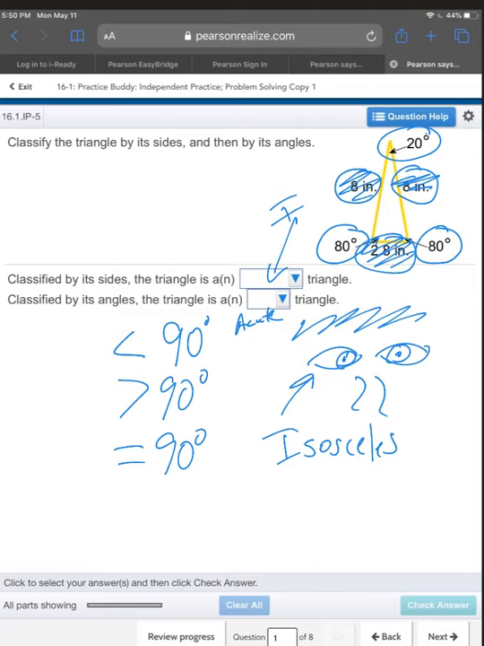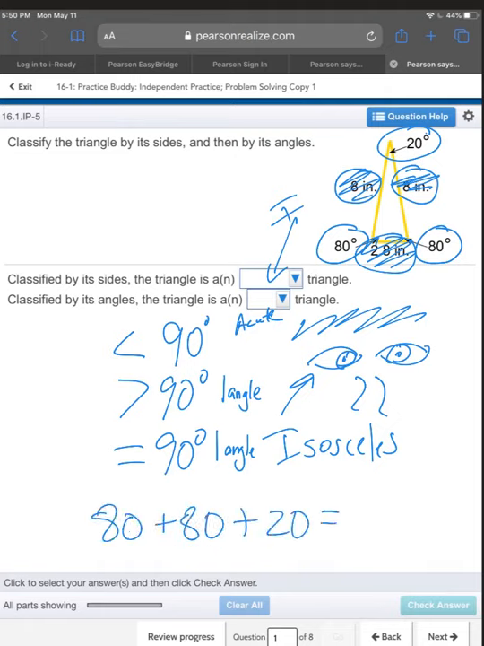Now remember, if you have an angle that's greater than 90, you only need one angle that's greater than 90, and you only need one angle that's equal to 90. If you have that, that tells you your name. If it's greater than 90, it's obtuse. If it's equal to 90, it's right. If it's less than 90, all three angles have to be less than 90. Remember, when I add all the angles up, 80 plus 80 plus 20, all the angles in every single triangle equal 180 degrees. Hopefully that will help you out going forward.